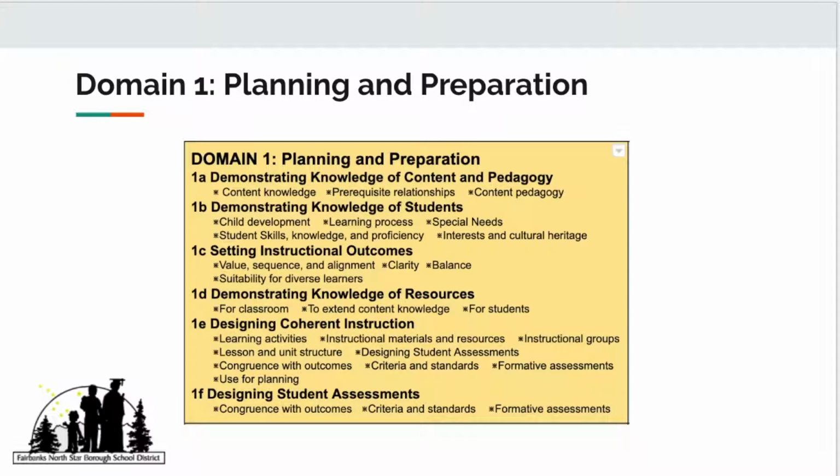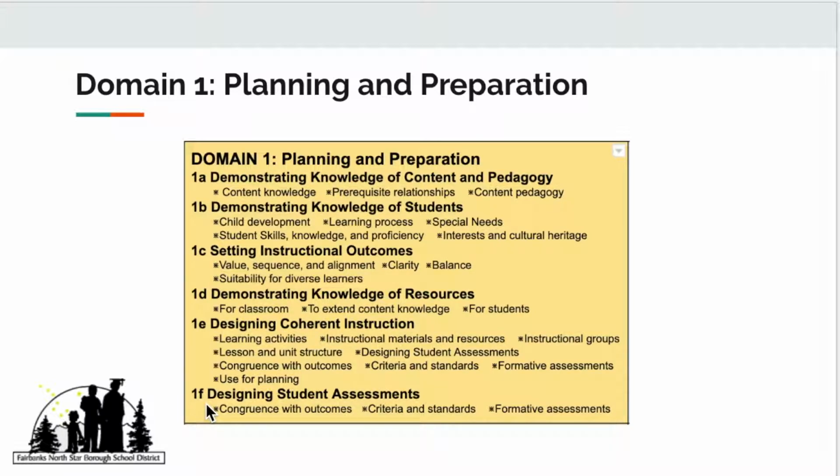The components in Domain 1 outline how a teacher organizes the content of what students are expected to learn. In other words, how the teacher designs instruction. These include 1A, demonstrating knowledge of content and pedagogy, 1B, demonstrating knowledge of students, 1C, setting instructional outcomes, 1D, demonstrating knowledge of resources, 1E, designing coherent instruction, and 1F, designing student assessments.